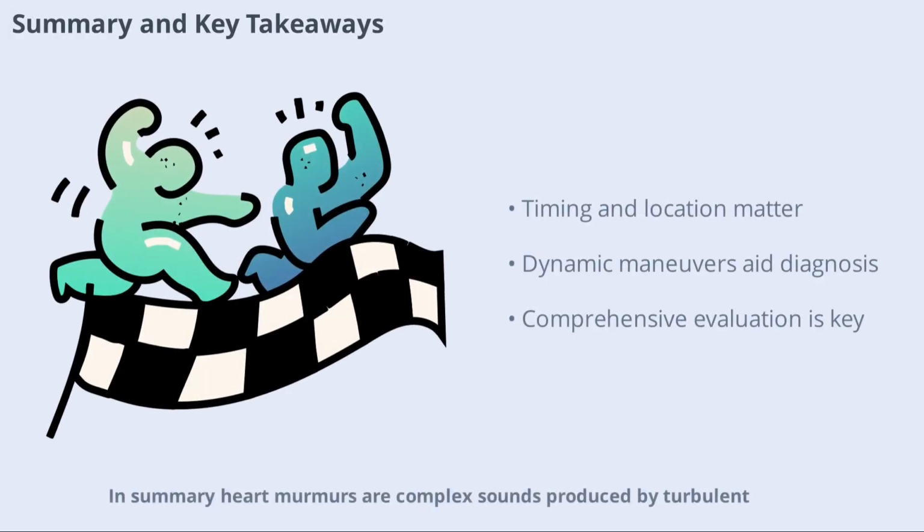Summary: heart murmurs are complex sounds produced by turbulent blood flow within the heart or great vessels. Their timing, location, intensity, and quality provide valuable clues to underlying cardiac conditions. Careful auscultation combined with dynamic maneuvers and a thorough understanding of cardiac physiology is essential for accurate diagnosis and management. By mastering these principles, clinicians can effectively evaluate and treat patients with heart murmurs.